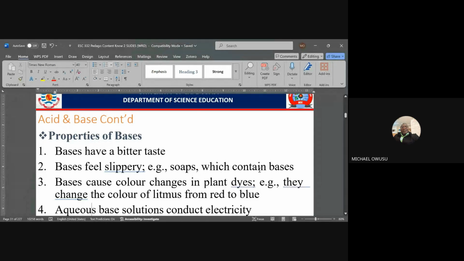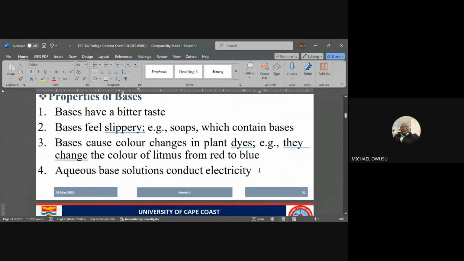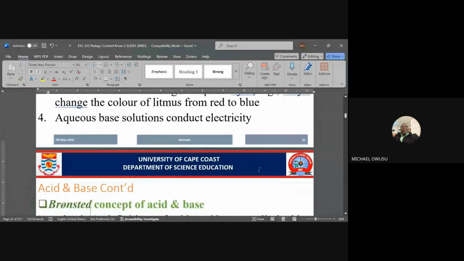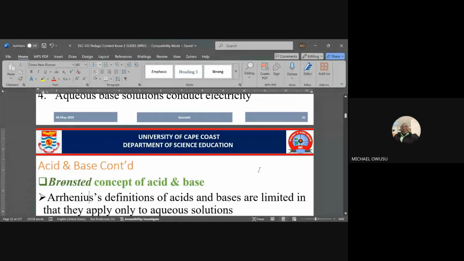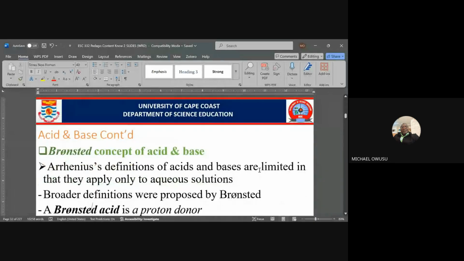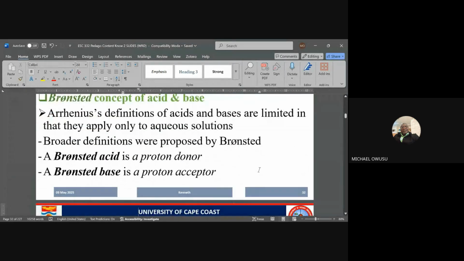Like he said, litmus paper turns from red to blue, the moist one. And then the aqueous solution also conducts electricity. That's the strong bases, they conduct. According to Arrhenius. Now, according to Brønsted-Lowry, the concept of acids and bases.